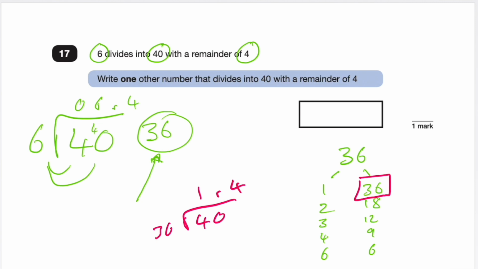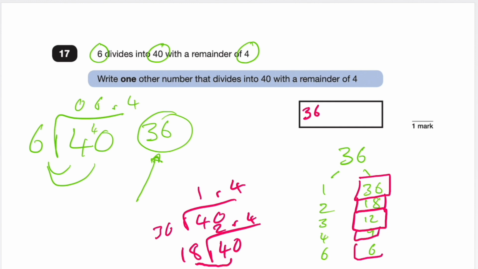That would be an option. So I could put 36 as my answer. Let's see if any others work. 18. 40 divided by 18. Well, 18 times 2 is 36. So we know that 40 divided by 18 is going to be 2, remainder 4. So that would work. I think 12 would too. 12, 24, 36, with again 4 left over. 9 would work, and also 6 would work, but they've already done 6. So any of these, 36, 18, 12 or 9 would be a correct answer.